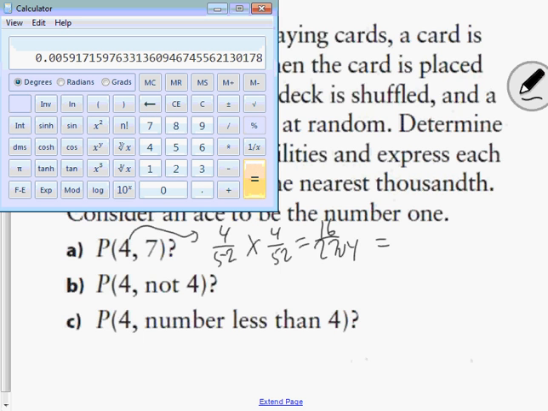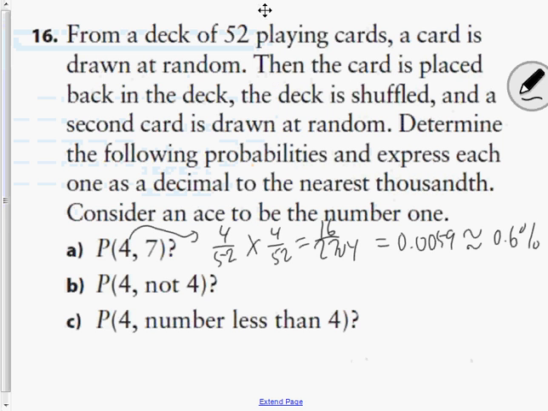Oh my heavens, it's not very good. It's 0.0059, or approximately 0.6%, less than 1%. What's the probability of a 4 and then not a 4? Well, again, our 4 we know is 4 to 52 because we just said it. And since 4 of the 52 cards are 4s, there would be 48 out of 52 that are not 4s.